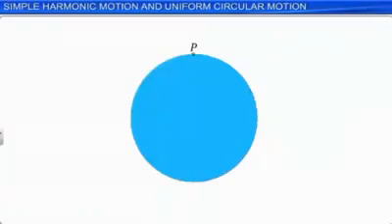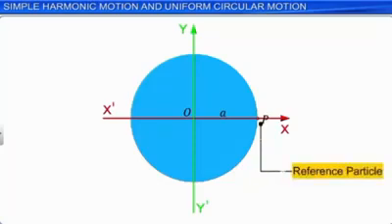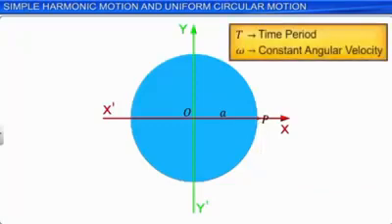Consider a particle P revolving along the circle of radius A with the center of the circle at the origin O of the coordinate axes. This particle is called the reference particle. Let the particle revolve with a time period T and a constant angular velocity omega. This circle is called the reference circle.